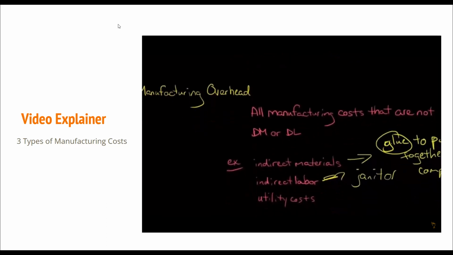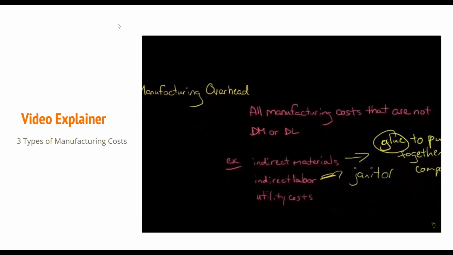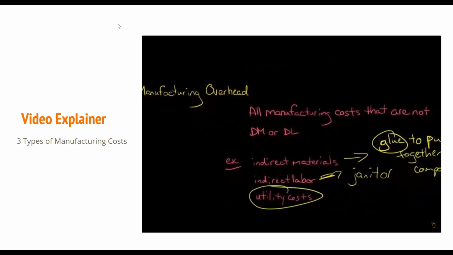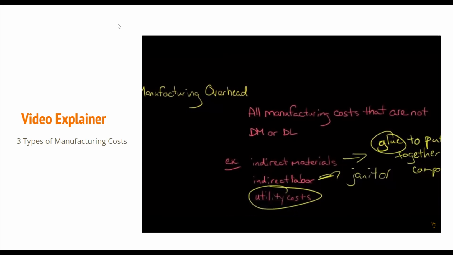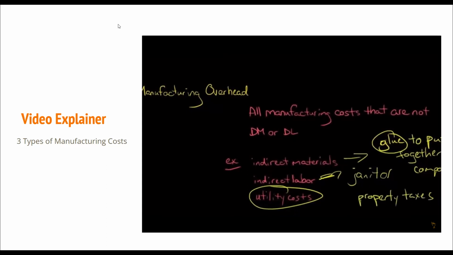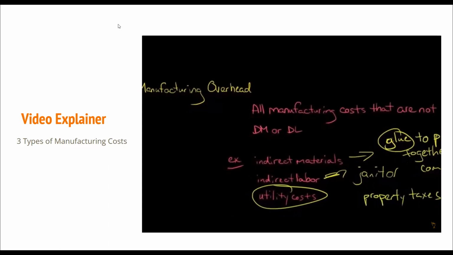But when we think about other kinds of costs that really can't be traced, we can think about things like utility costs, maybe depreciation expense, maintenance and repair for a machine that was used to assemble the vehicle, things even maybe like property taxes. Right? We can't really trace property taxes directly to a single vehicle that comes off the assembly line.